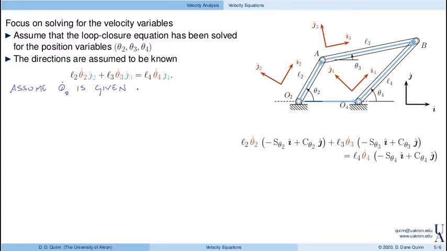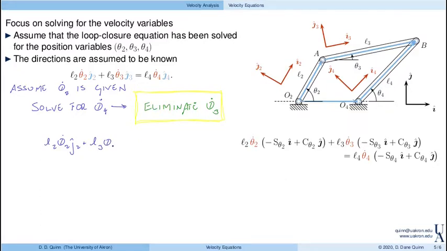So now I have a vector equation. If I want to solve for theta 4 dot, well, our procedure, as we've seen previously, is to eliminate theta 3 dot. And as a result, whatever's left will give us a single equation on the unknown that we're interested in. So again, our equation is L2 theta 2 dot in the J2 direction, plus L3 theta 3 dot in the J3 direction, is equal to L4 theta 4 dot in the J4 direction. So if I want to eliminate theta 3 dot, well, that's in the magnitude of this term, so I'll dot with a perpendicular direction, namely I3.